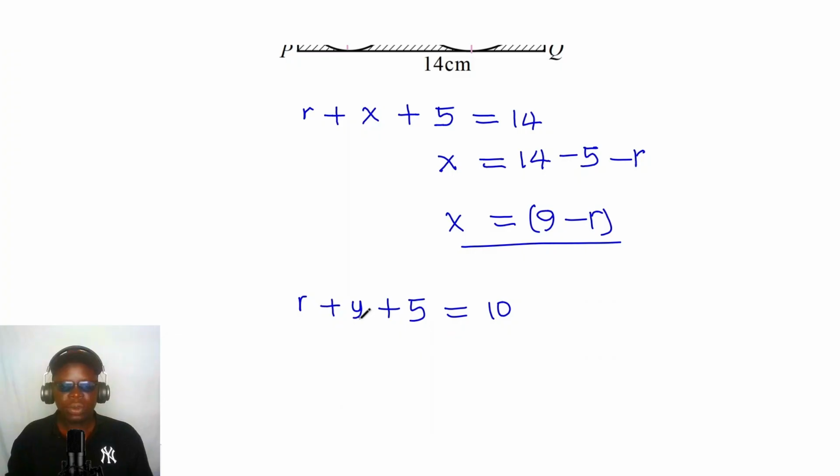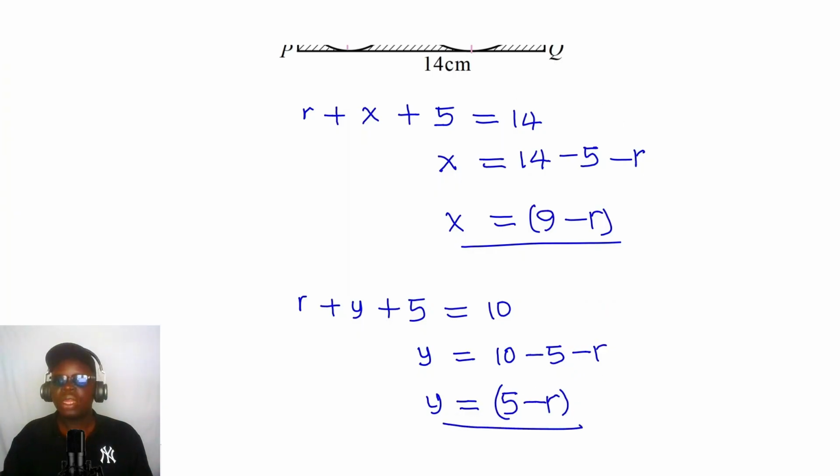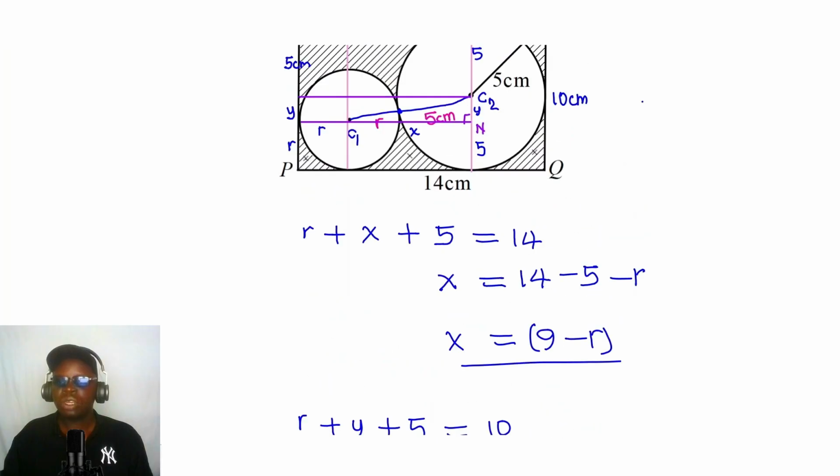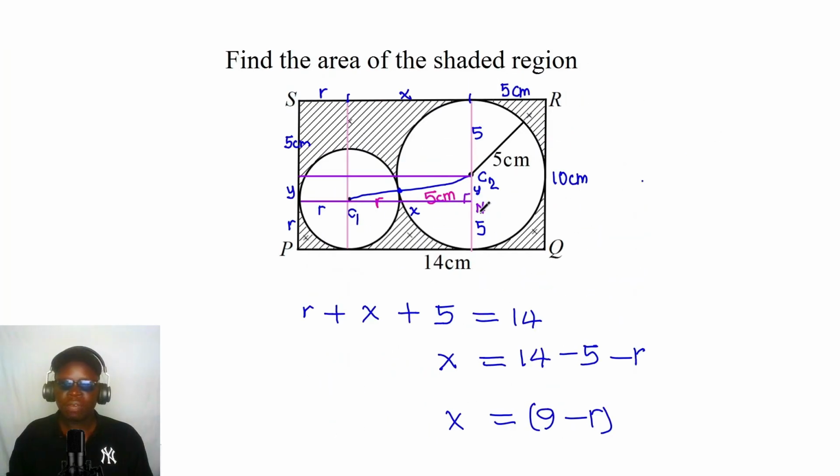Since we need to get only Y, then we can collect like terms and we have Y equals 10 minus 5 minus R. 10 minus 5 is 5 minus R. So that becomes the height of our triangle. And let's go on and draw this triangle out. Remember, we have this base and the height together with the hypotenuse. The hypotenuse is R plus 5.